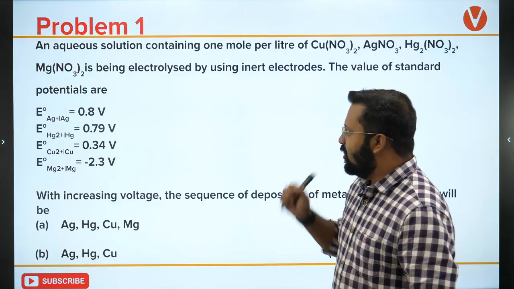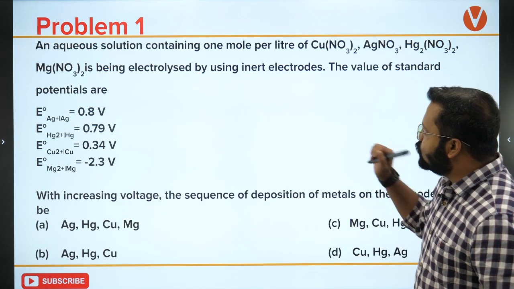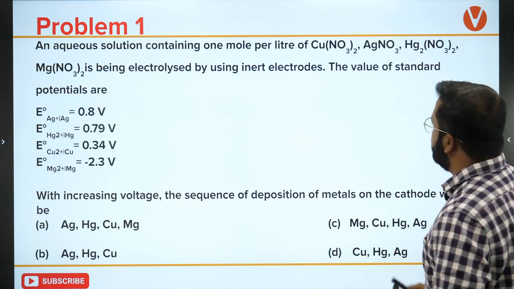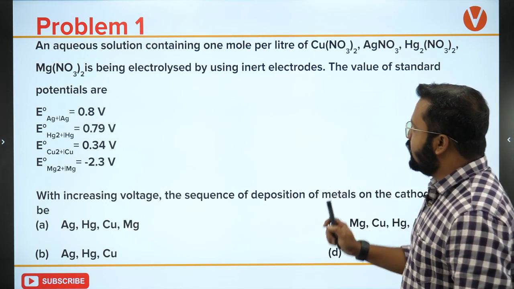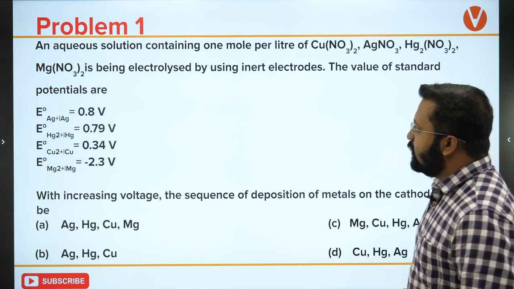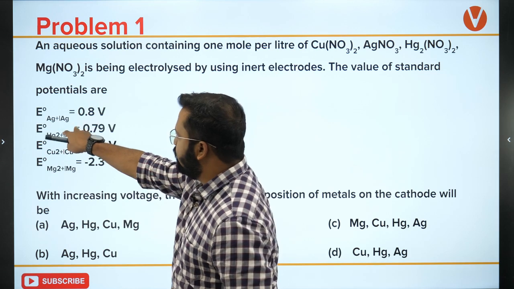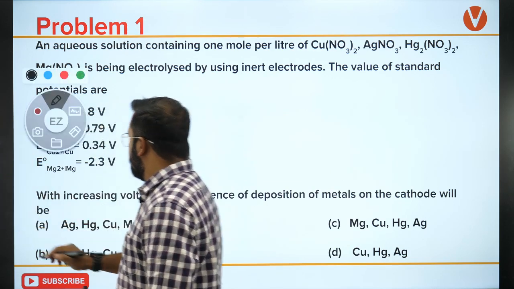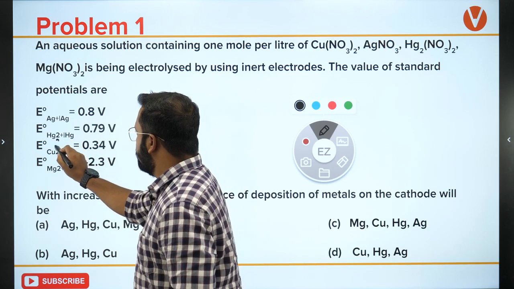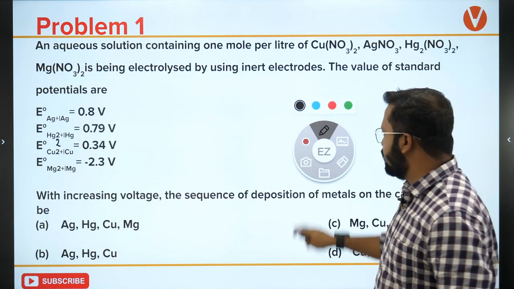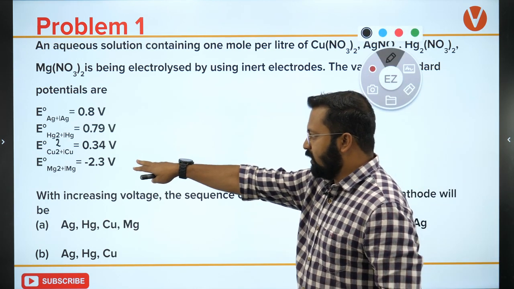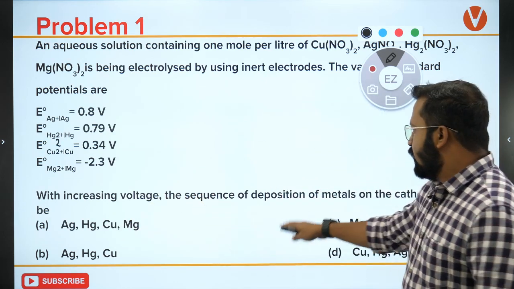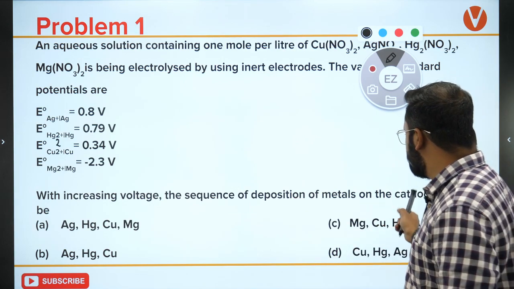Okay, please read the question. The question says, an aqueous solution containing 1 mole per liter of cupric nitrate, AgNO3, mercurous nitrate, HgNO3 and magnesium nitrate is being electrolyzed using inert electrodes. The value of standard potentials is given as this. Ag plus converting into Ag is 0.8, Hg2 2 plus converting into Hg is 0.79, Cu2 plus converting into Cu is 0.34, Mg2 plus converting to Mg is minus 2.3 volts. With increasing voltage, the sequence of deposition of metals on the cathode will be.